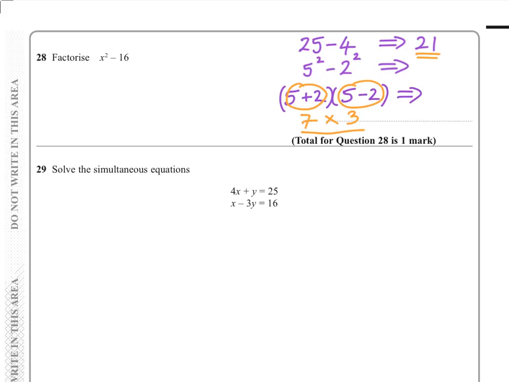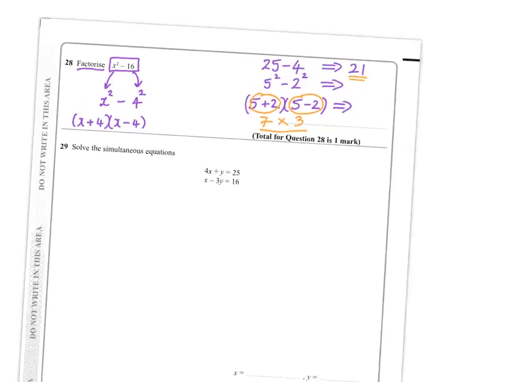So if you took x squared, well, that is x multiplied by itself. It's a square number. And if you look at the 16 here, that is 4 squared. And there's a minus sign in between them, which means you can write it as x plus 4 times x minus 4. And that's actually the answer. This is how you would factorise x squared minus 16. So if you've got the idea here, you can skip forward, but if you haven't, I'll do a couple more for you.